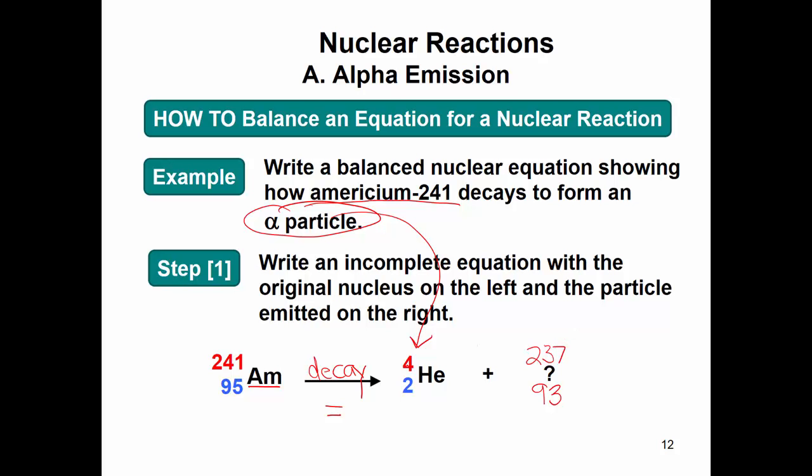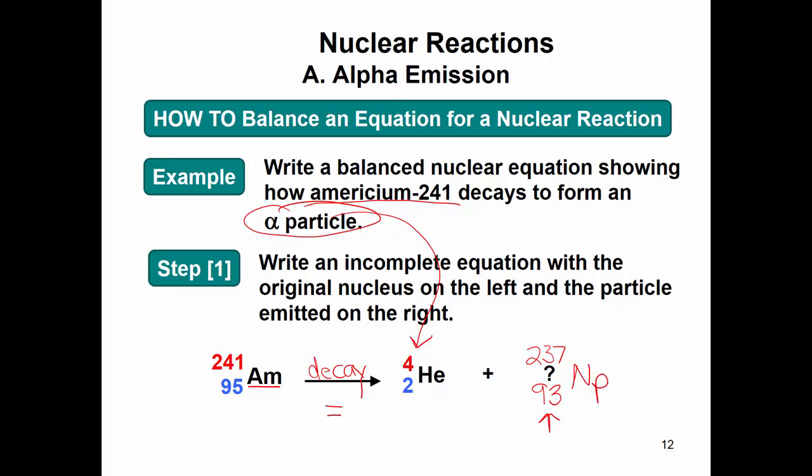Okay, 237 plus 4 equals 241. Okay, what's my element? This is what we know here. That is our atomic number, so it is the identity of the element. So what am I going to do? I'm going to go to the periodic table and look for 93.